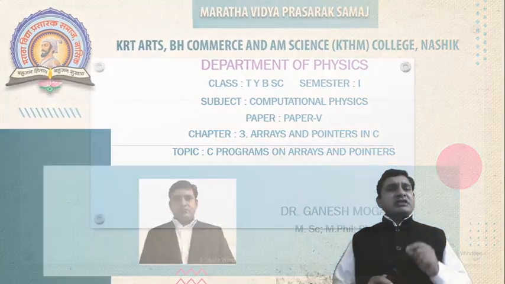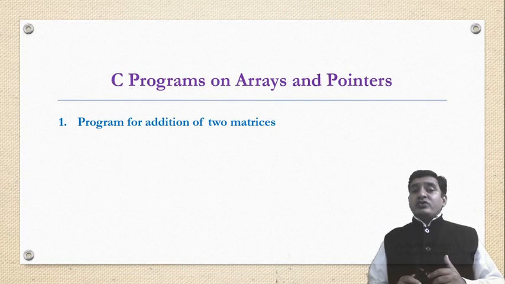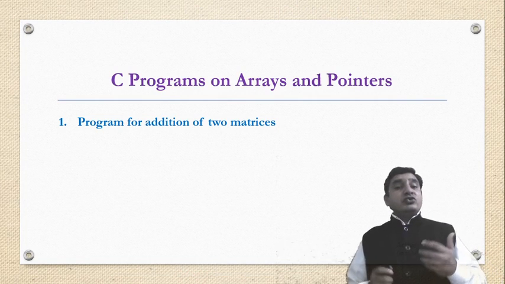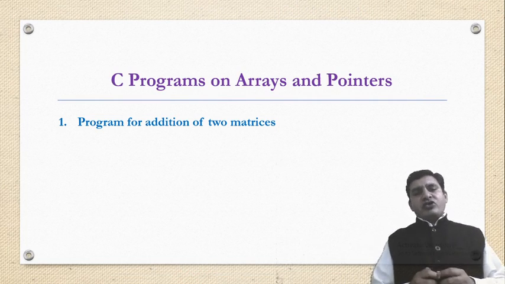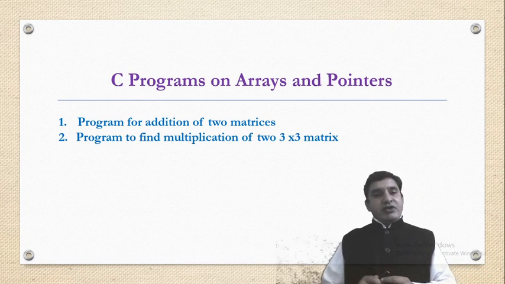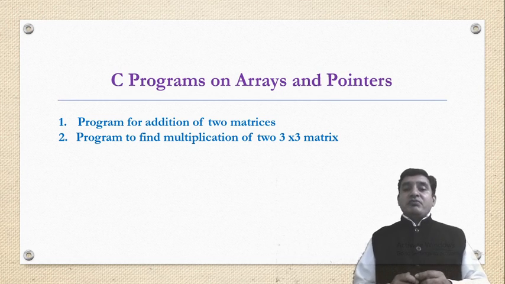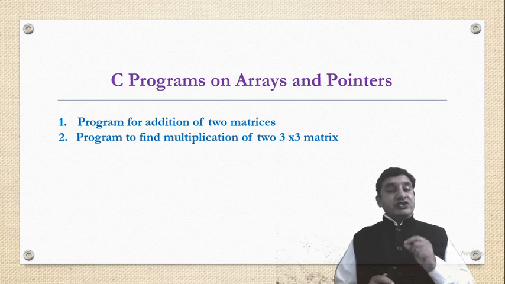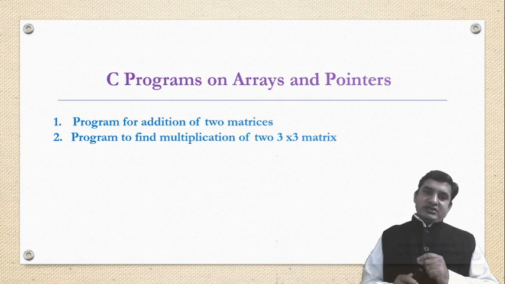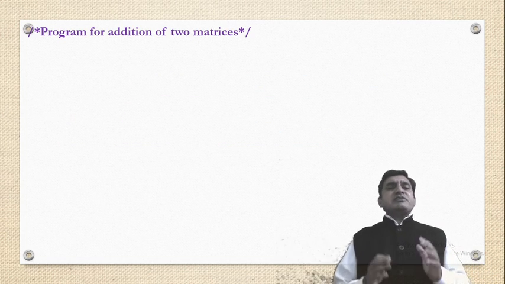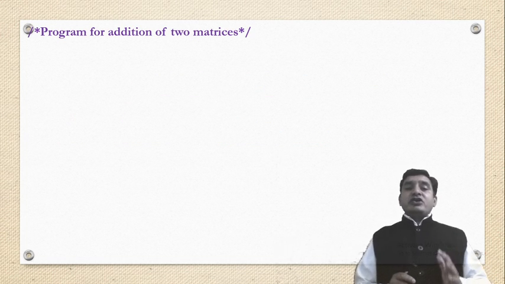The first program is a program for addition of two matrices, and the second program is a program to find the multiplication of two 3 by 3 matrices. Okay, so our first program is a program for addition of two matrices.